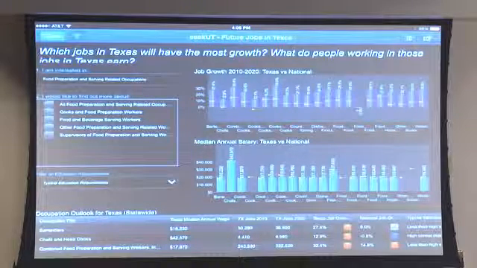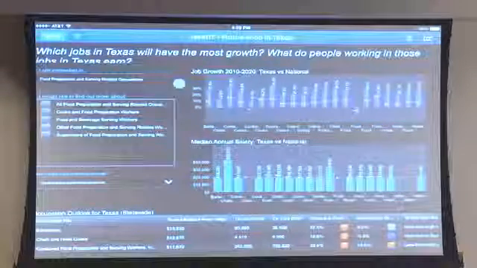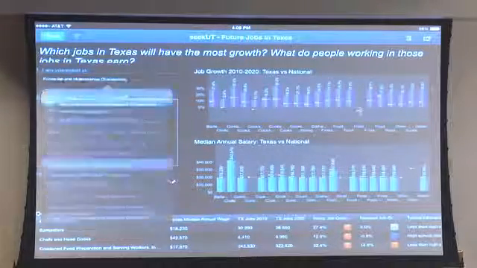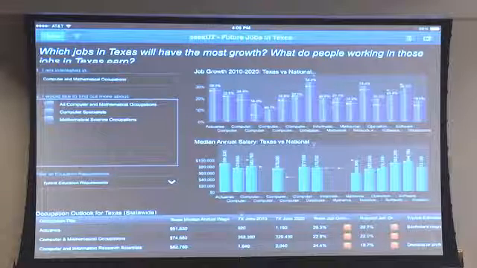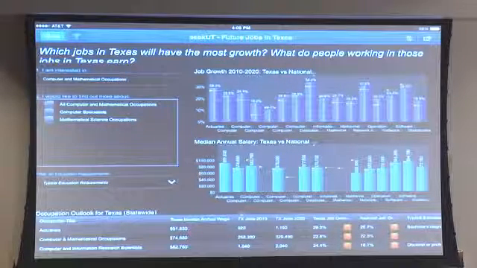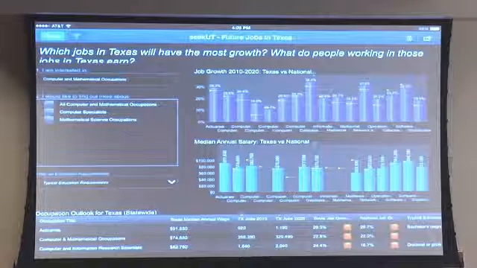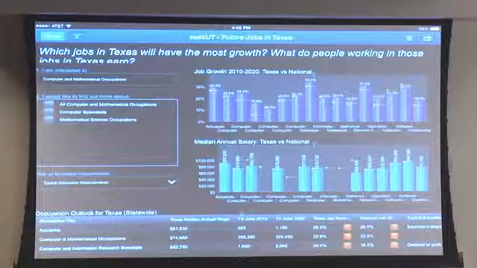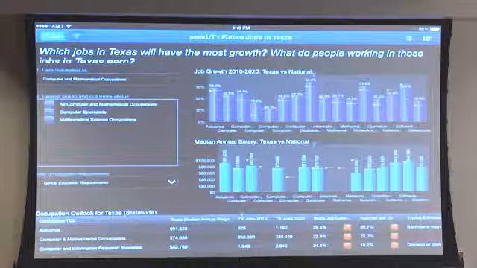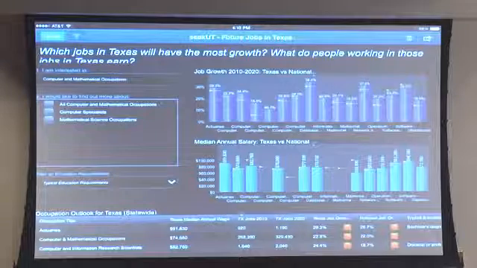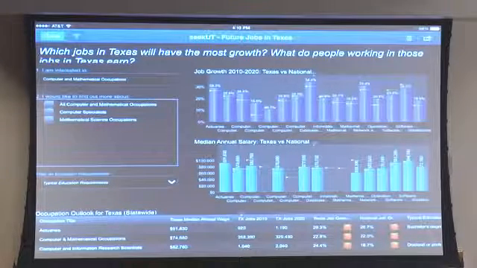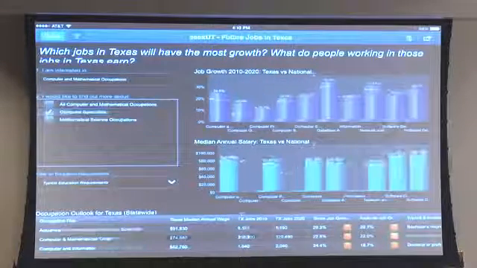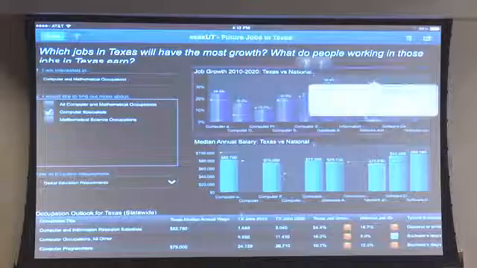And then the other input that the students gave us was about jobs in Texas. So we had really just developed a tool that looked at earnings and student debt, and they were like, well, we want to know about what jobs are going to be available. So we went back and we went to the Bureau of Labor Statistics and pulled this data. And here we're able to say which jobs will have the most growth and what do people working in Texas in those jobs earn. And so let's say we pick computer and mathematical operations, and let's just say I'm going to pick computer specialist. And then I can open this chart.